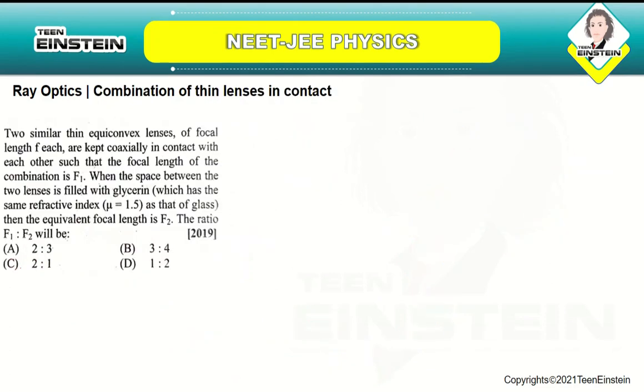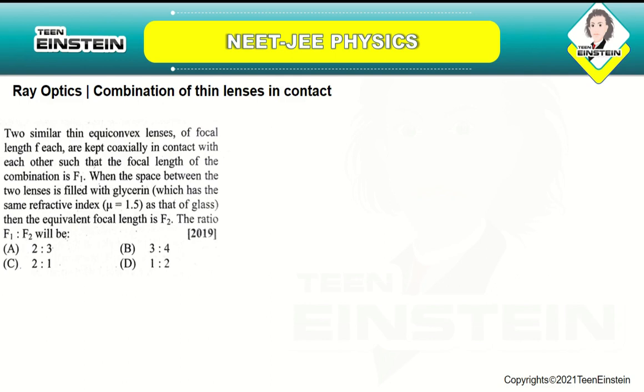Okay, the next question is: two similar thin equiconvex lenses of focal length f each are kept coaxially in contact with each other such that the focal length of the combination is f1. When the space between the two lenses is filled with glycerin, which has the same refractive index mu is equal to 1.5 as that of glass, then the equivalent focal length is f2. The ratio of f1 and f2 will be.